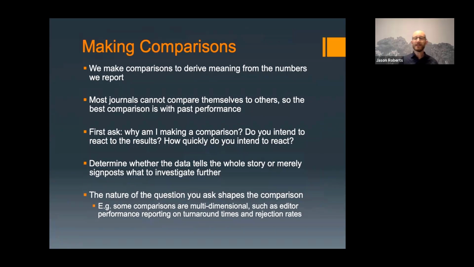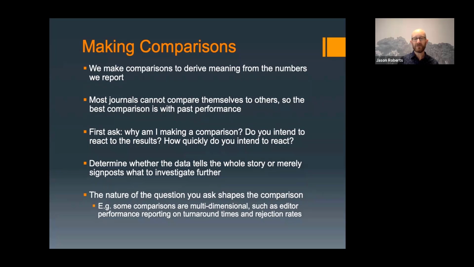Okay, so making comparisons. We've gone over the scenarios. Let's just talk about making comparisons. We make comparisons to derive meaning from the numbers that we report. Most journals cannot compare themselves to others. So the best comparison is with past performance, okay?